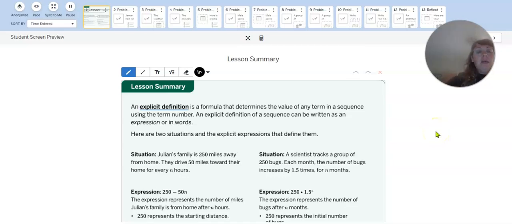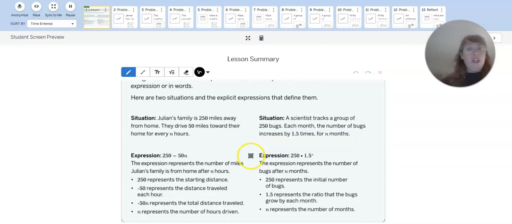Everyone. We're going to be talking about explicit definition today and exploring how we can make explicit definitions for both arithmetic and geometric sequences. So, an explicit definition is a formula that determines the value of any term in a sequence using the term number. An explicit definition of a sequence can be written as an expression or in words. And we're going to look at two situations here.